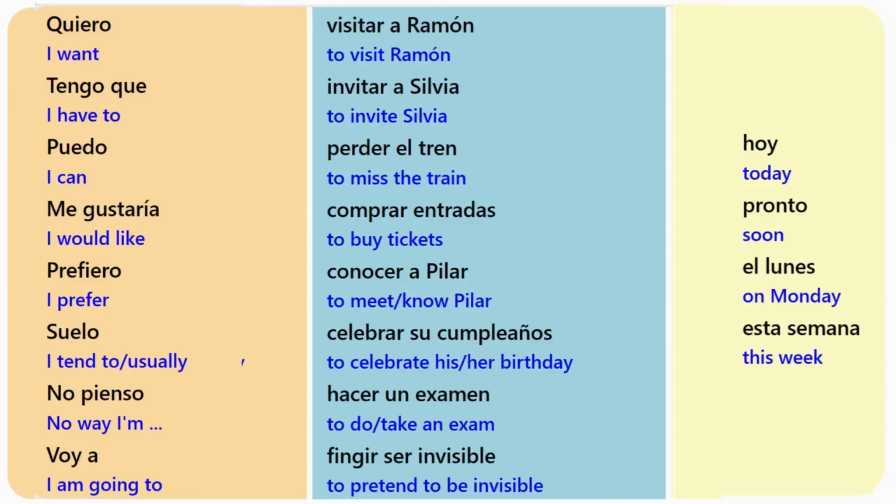Okay, we'll use all three columns now. How would you say, I'd like to meet Pilar this week? What would that be? Me gustaría conocer a Pilar esta semana.